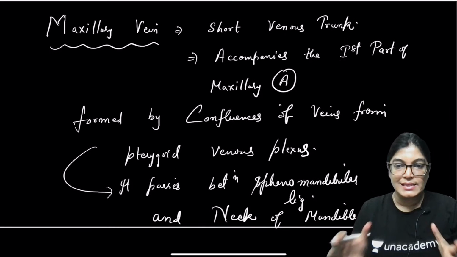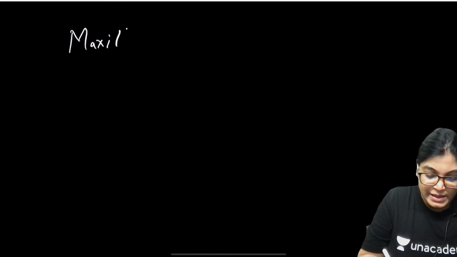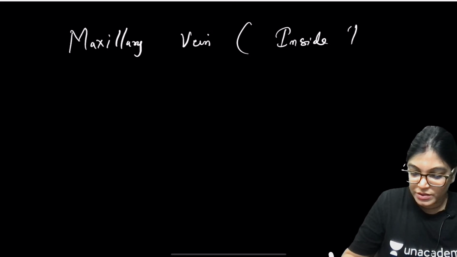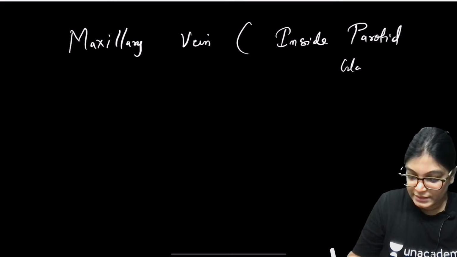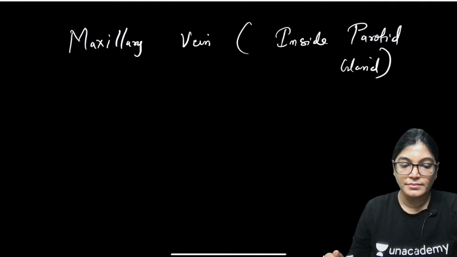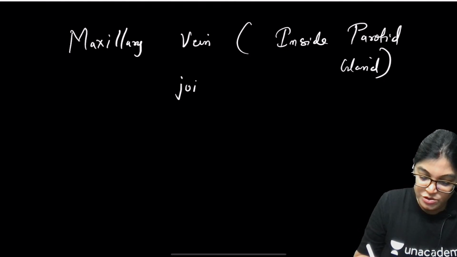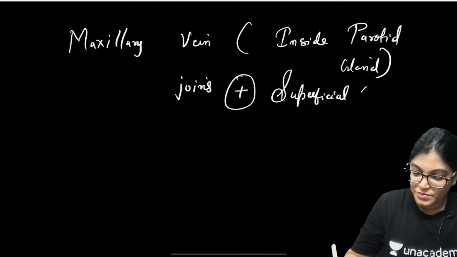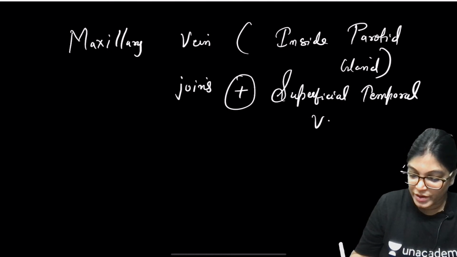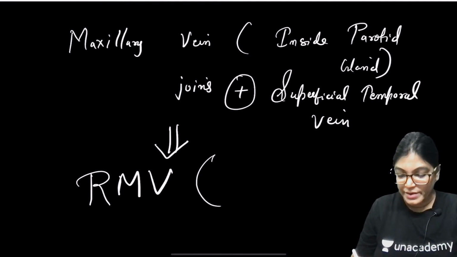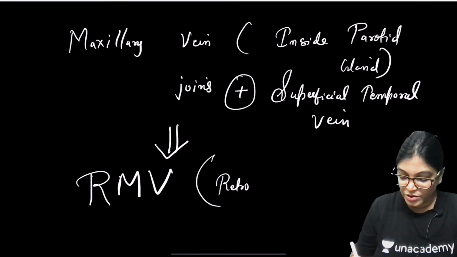Next important point is inside the parotid gland. Please note down, when the maxillary vein is residing inside the parotid gland, it joins the superficial temporal vein, as I have shown in the diagram also. And what is the resultant vein formed? The resultant vein formed is RMV. What is RMV? Retromandibular vein.